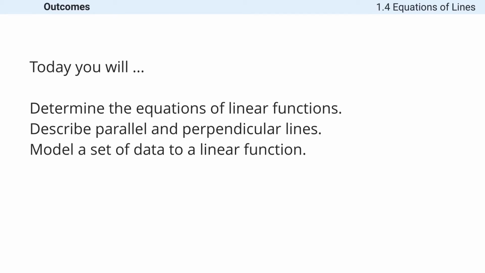All right, in this video, we are looking at linear functions. By the end of this video, we want to be able to determine equations of linear functions. That's the primary objective. And then we'll look at distinguishing between parallel and perpendicular lines. And finally, we'll do one question on modeling a set of data to a linear function.